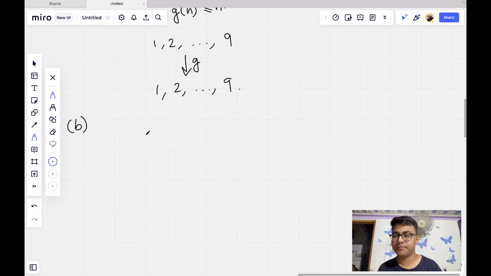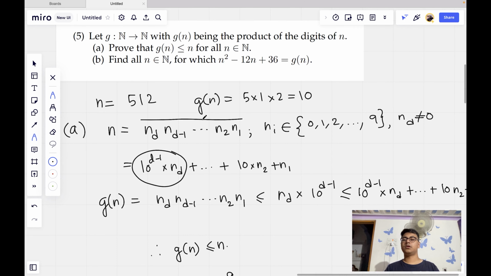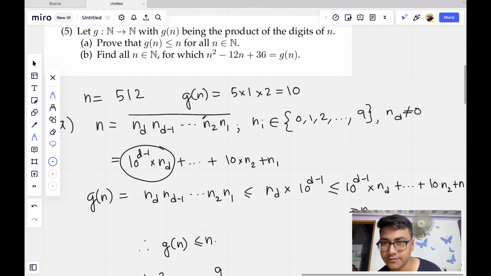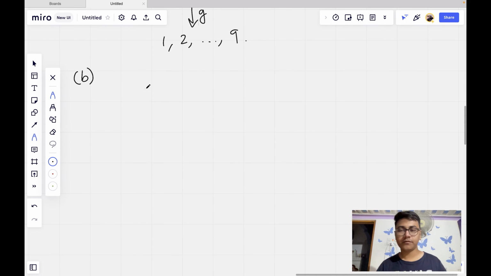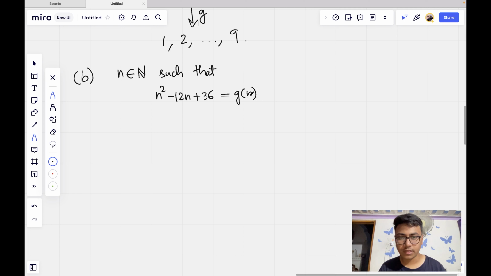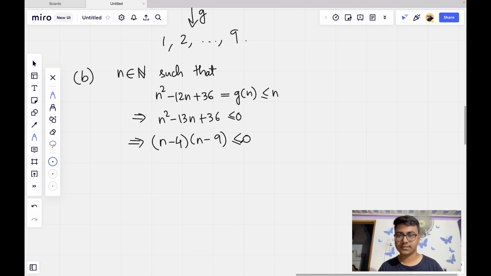Now we move on to the second part, b. What does b want? Part b asks us to find all positive integers n for which n squared minus 12n plus 36 is equal to g of n. We have to find all. Let n be a natural number such that n squared minus 12n plus 36 is equal to g of n. Now we use part A. In part A, we have proved that g of n is less than or equal to n. This implies n squared minus 13n plus 36 is less than or equal to 0. Factorizing this, we get n minus 4 times n minus 9 is less than or equal to 0.